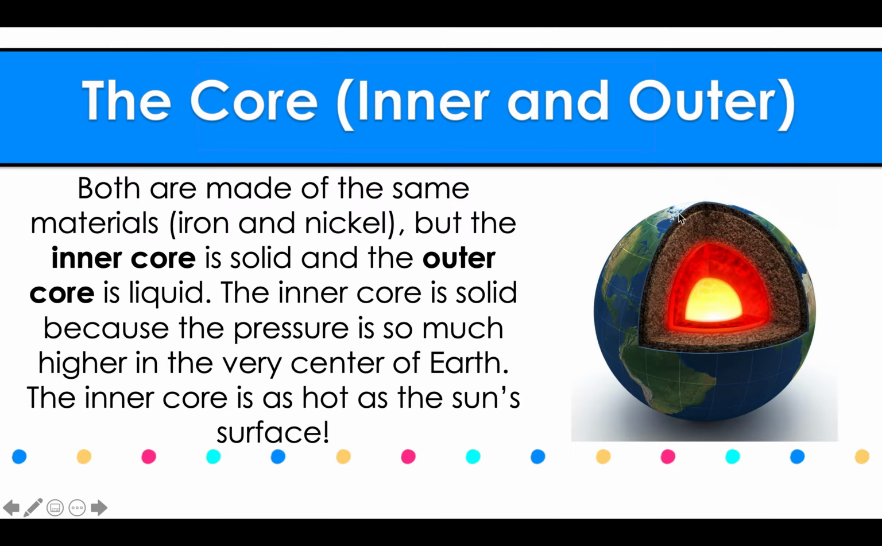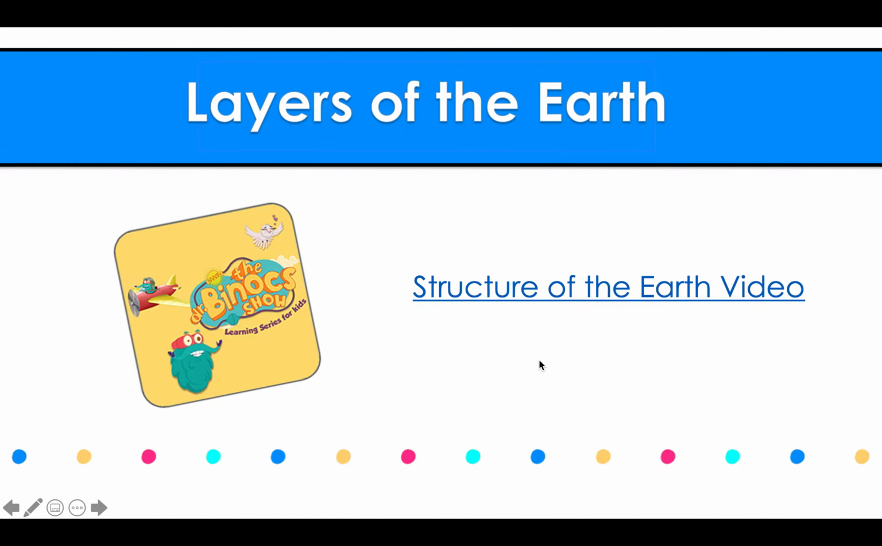So over here again, we have the crust on the outside, the mantle, which is made up of those rocks. Then this is the outer core, the red part, and this is the inner core, that yellow part right there. All right, so to learn a little bit more about these layers, I found a really fun video for us to watch.